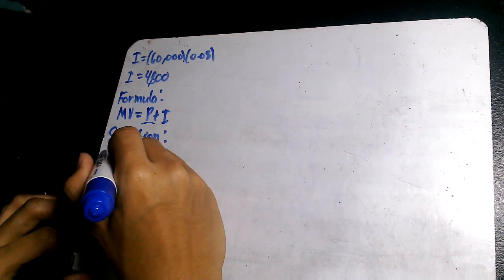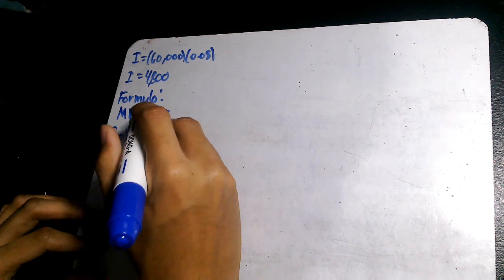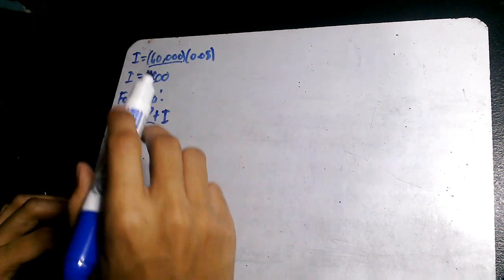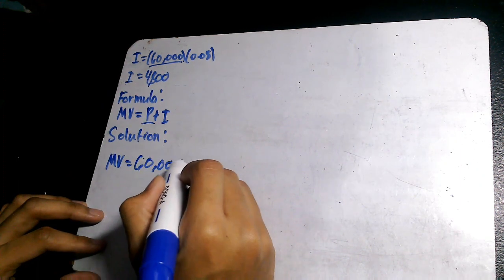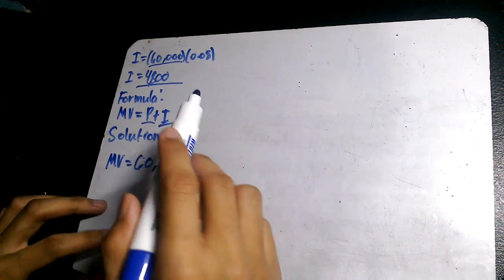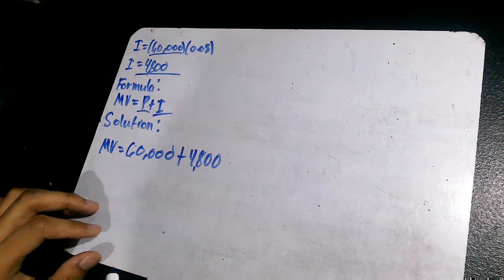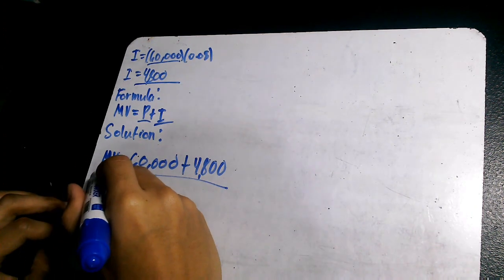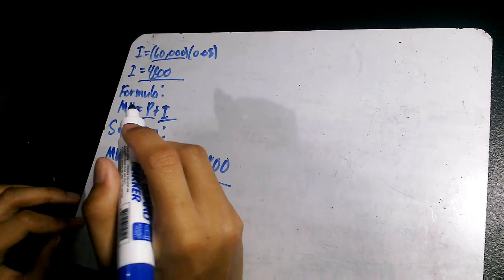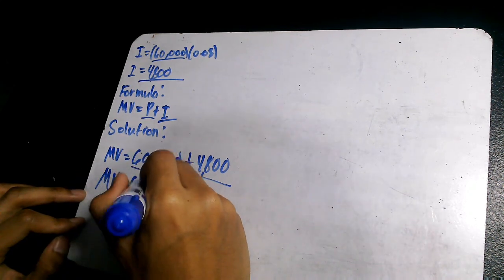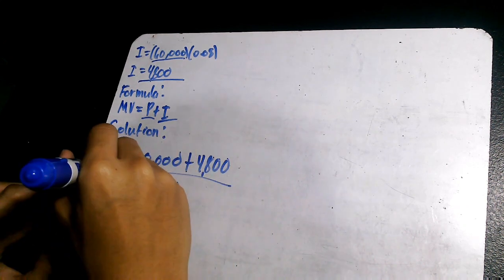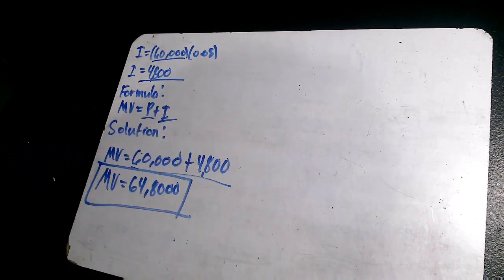Since we already determined P, which is 60,000, and I, which we have already solved for, which is 4,800, plus 4,800. And now we just need to add both of them, and the final answer will be like this: MV equals 64,800. This is the maturity value, 64,800.